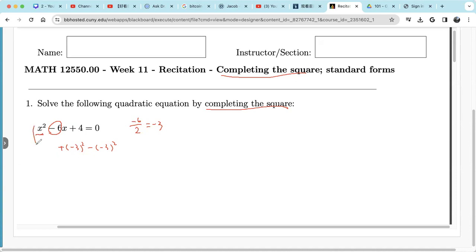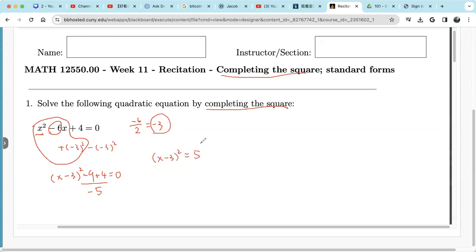Then we have x squared minus 6x plus -3 squared. These three terms will give us x minus 3, squared. Then we have minus -3 squared, which is 9, so minus 9 plus 4 equals 0. So this gives us -5. Then we move -5 to the other side. We get x minus 3 squared equals 5.